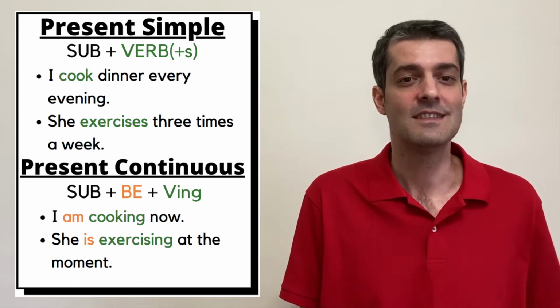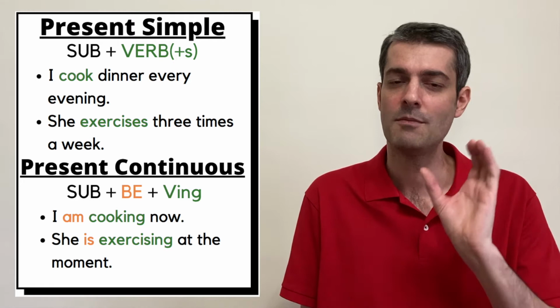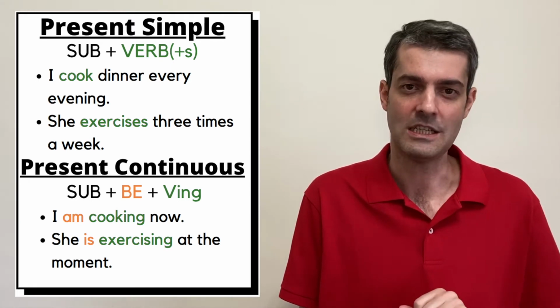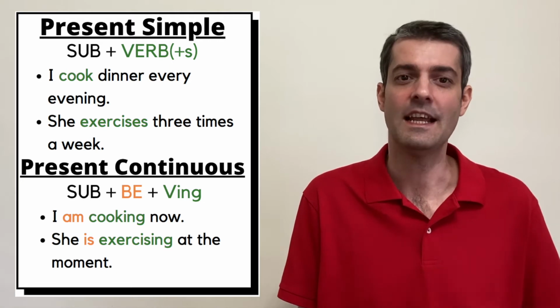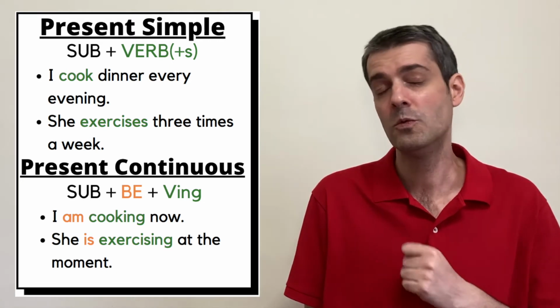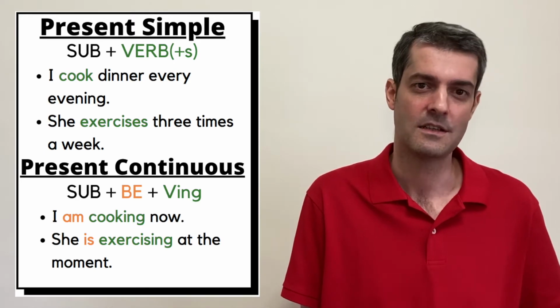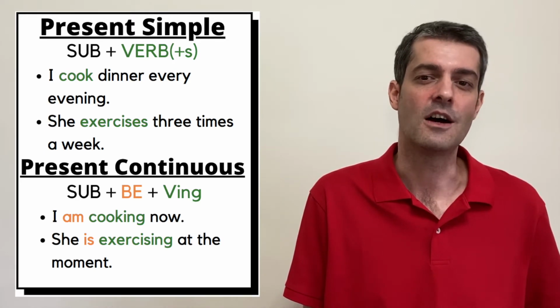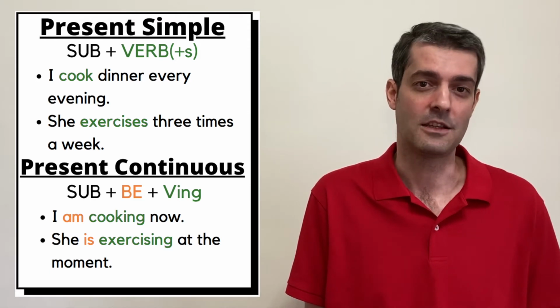To make present continuous tense sentences, we have our subject, our be verb, am, are, is, and a verb plus ing. So I am, you, we, they are, he, she, it is, and a verb plus ing. The rules for adding ing are included in part 3 of this series. 2 example sentences are, I am cooking now and she is exercising at the moment.